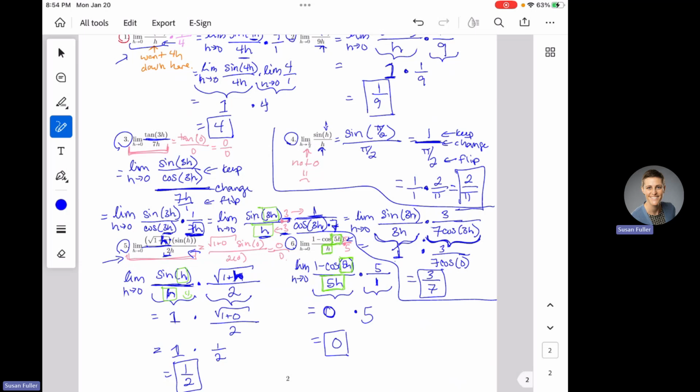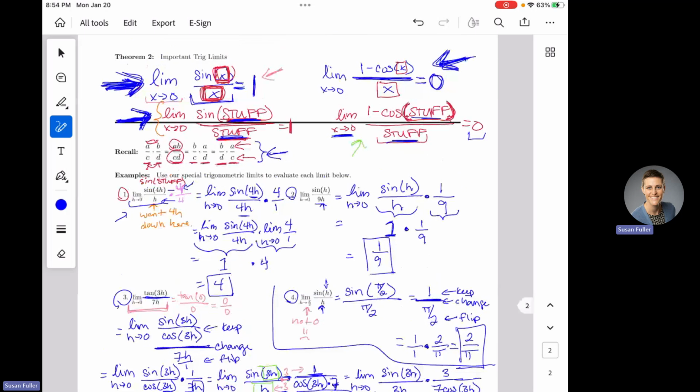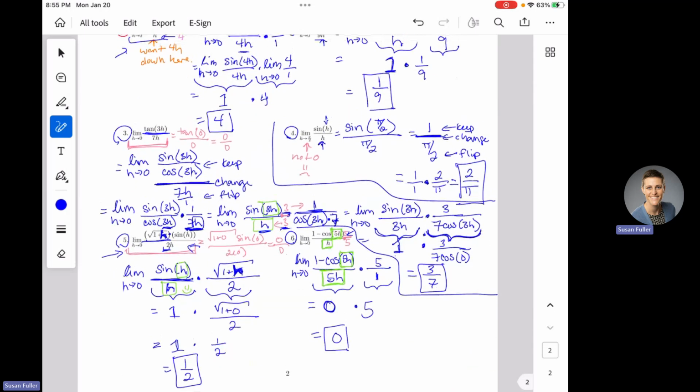Okay, so hopefully that makes sense. We are going to use these special limits, right? I'm calling them our gifts, but these are our important trig limits. You can just memorize these and use these, but you will have to memorize these because I don't give them to you on an exam. So you are going to have to memorize those if you want to use them.